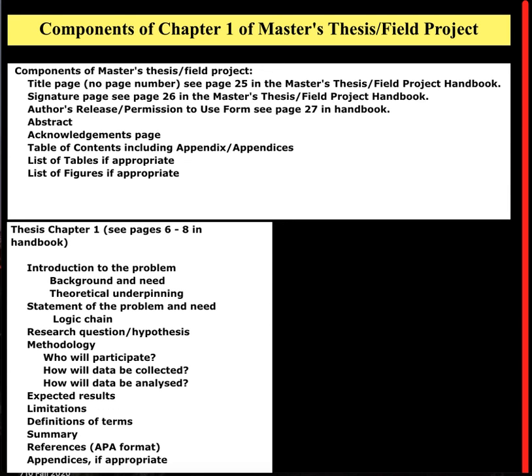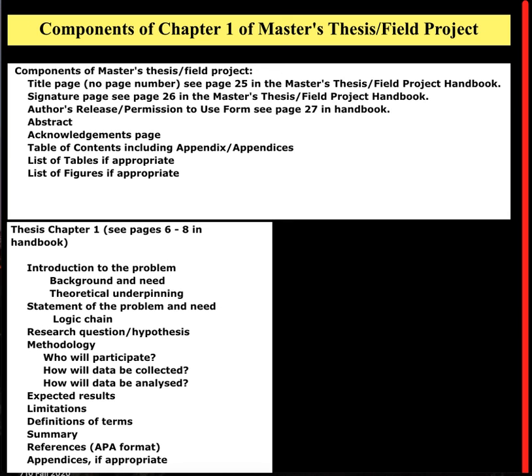Then you should have a section entitled methodology, and you want to include in that participants, data collection procedures, data analysis procedures, and you want a section on expected results, a section on limitations, a section on definition of terms, a section on summary, and then you want your final section to be your references in American Psychological Association format. And finally, if you have any appendices, you want your last section to be your appendices. So that's if you're doing a thesis.